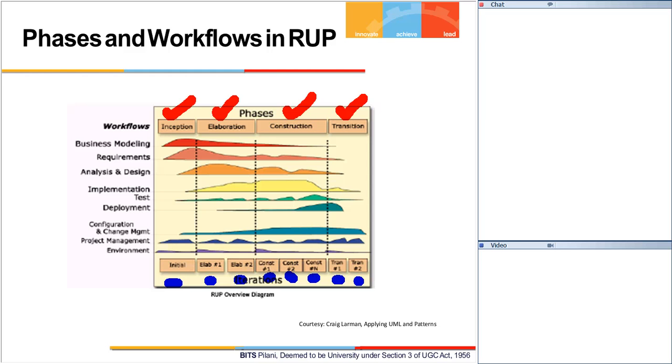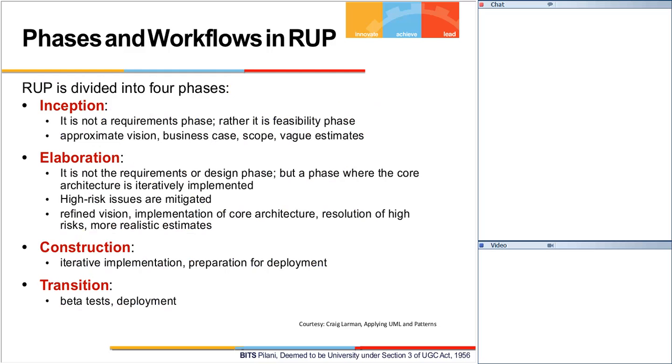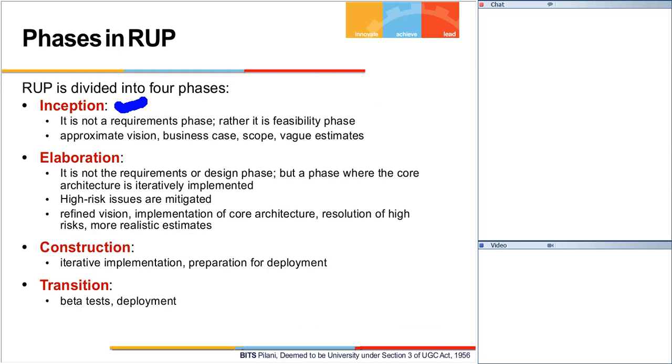Let me go back to my previous slide and give you an overview of what each phase is about, right? So your first phase is the inception phase. This is somewhat equivalent to the feasibility study phase, right? It is not the requirement phase, rather it is a feasibility study phase where the aim is to develop an approximate vision, identify the business scope, right, and provide vague estimates, right?